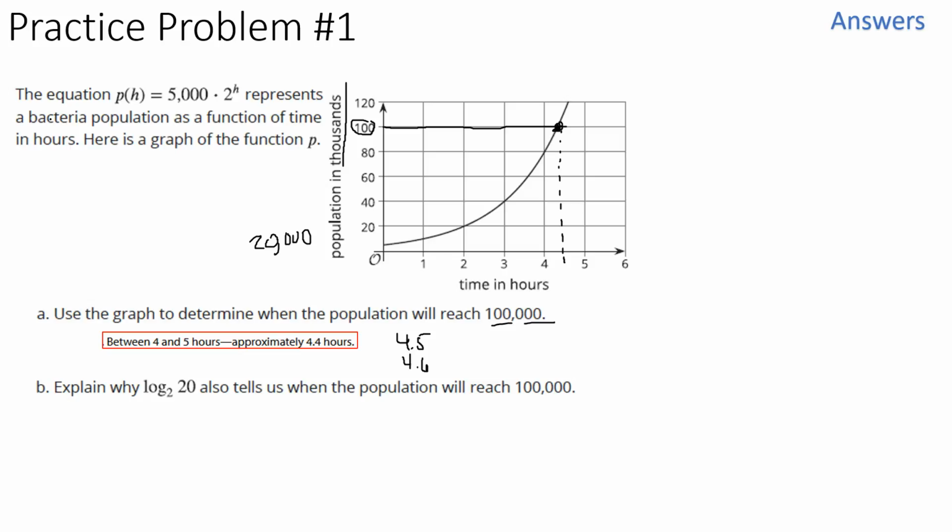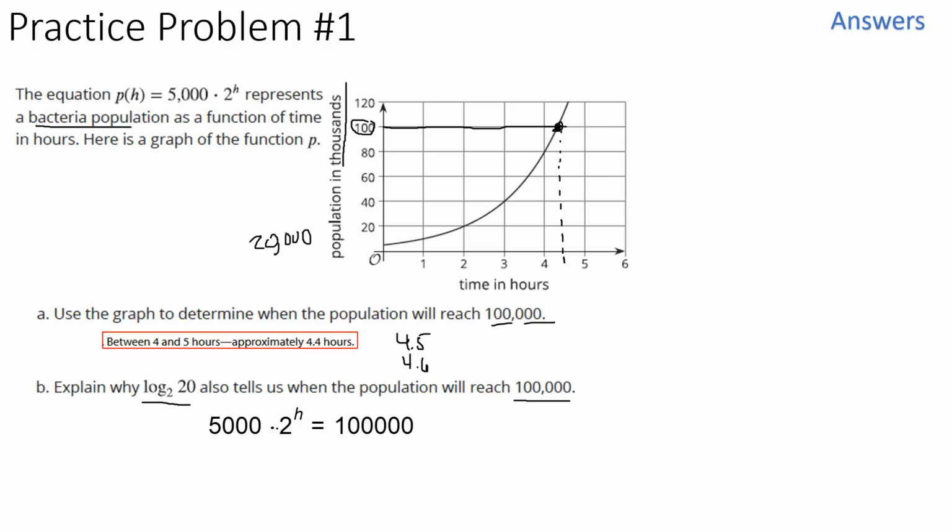So question part B says, explain why log base 2 of 20 also tells us when the population will reach 100,000. So where do we get this log base 2 of 20? All right, so I'm going to go ahead and make this equation for you. Basically, we replace the P of h with 100,000. So we say 5,000 times 2 to the power of h is equal to 100,000. Now you're going to practice and solve this problem on your own, just like we did the other ones. So go ahead and select your answer now.